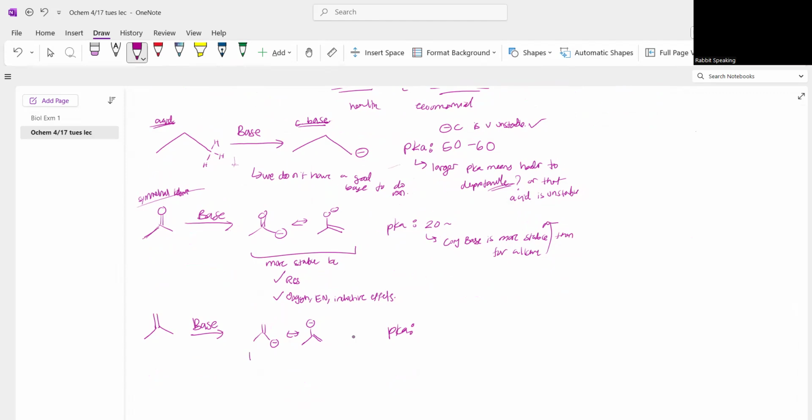So let's look at this and see if you can guess what the pKa is. How are we stabilizing electron density? We're stabilizing with resonance, so it's pretty good. But we don't have an oxygen here. We're kind of limited: no inductive effects. So as you can predict, this will be lower than this, but higher than this. Higher because it's a bit more unstable since we don't have the oxygen. And so the pKa for this is around 43.